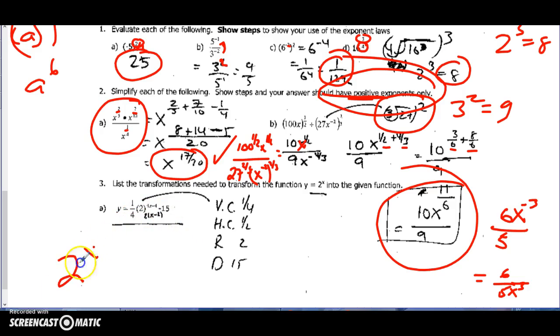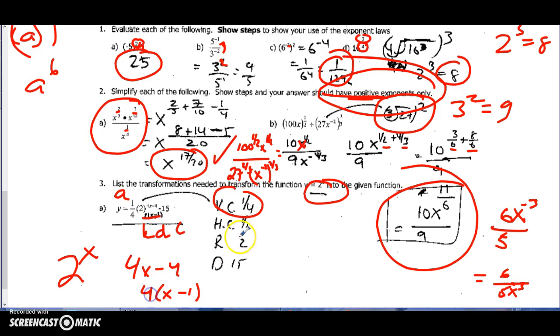Okay, so let's see. We have a base function of 2 to the x, and we are going to mess around with it, and we're going to see how we mess around with it. Well, there's k, there's d, and there's c, and I messed this up actually. Someone pointed out in class, thank you very much. A is a quarter, so a is a vertical compression of a quarter. Next up, here I had 4x minus 4 as my exponent. I need to common factor out a 4, so I get x minus 1. So the 4 means I have a horizontal compression of 1/4, and the minus 1 means I'm moving right 1.